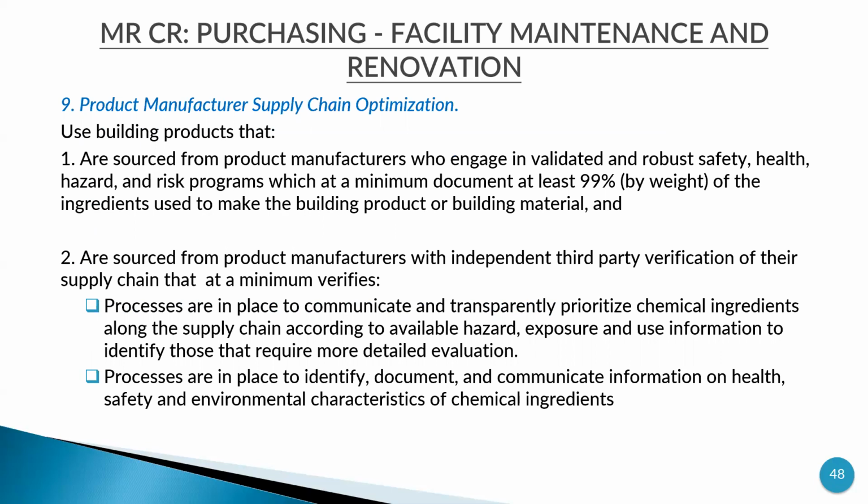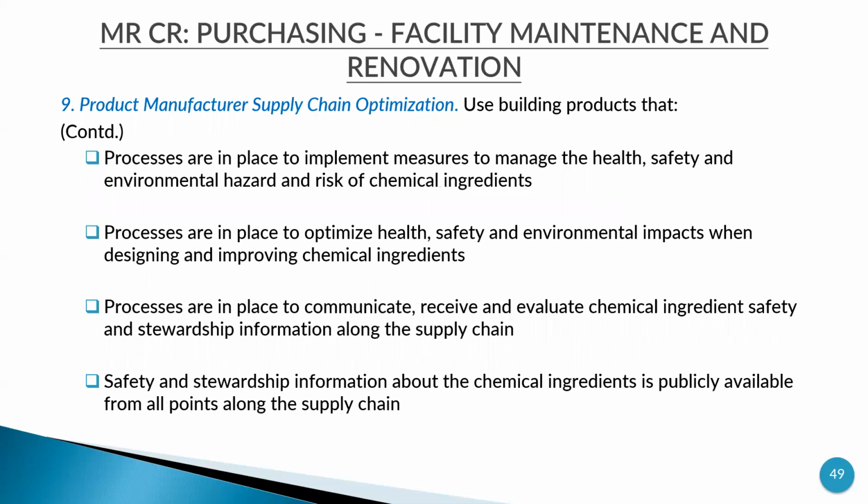Again, products that are sourced from manufacturers with independent third-party verification. This is again talking about the communication, transparent prioritization of chemical ingredients, identifying, documenting, and communication with respect to health, safety, and environmental characteristics. Coming to 9, product manufacture supply chain optimization.